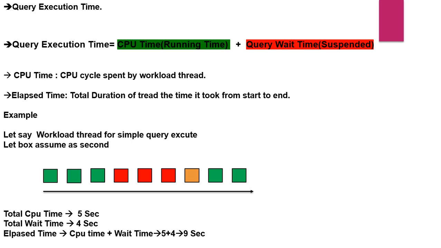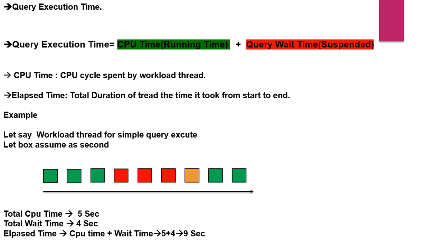The time the thread actually spent on CPU is counted towards CPU time. That is the 3 green plus the last 2 green, total 5 green, which is the total CPU time. Total wait time is the red and orange, 4 seconds. Elapsed time is CPU time plus wait time, total 9 seconds.